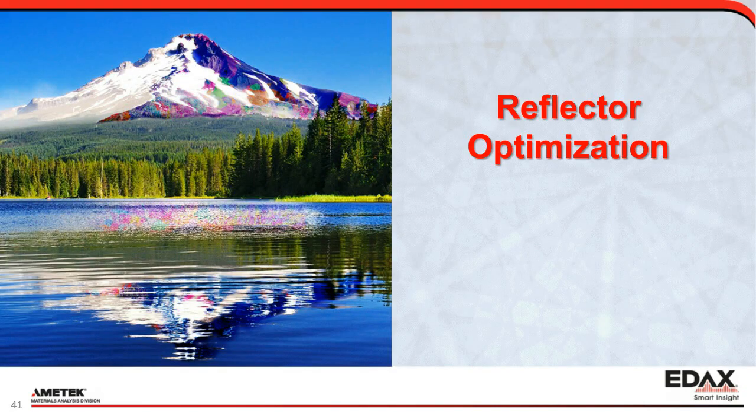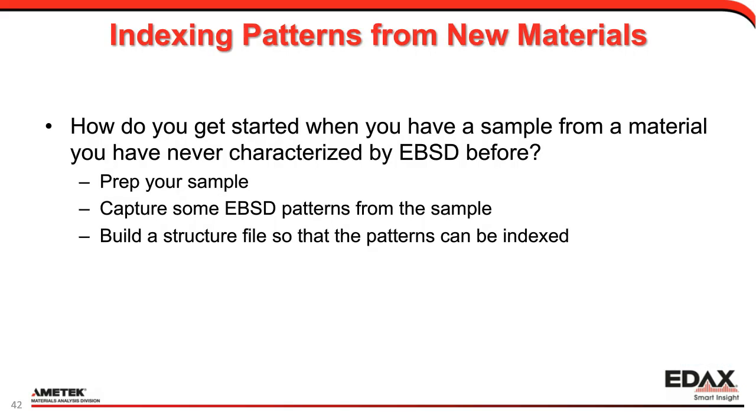The next part I want to look at is reflector optimization, something I've been concerned about for a long time, so I'm excited to see some new results coming from the dynamic pattern simulation for that. If you get a new material, one of the challenges you have when you do EBSD is how do I index it? How do I get the information I need to do the indexing? Basically you have to prepare your sample, capture some good EBSD patterns, and then build a structure file that you're going to use in indexing.